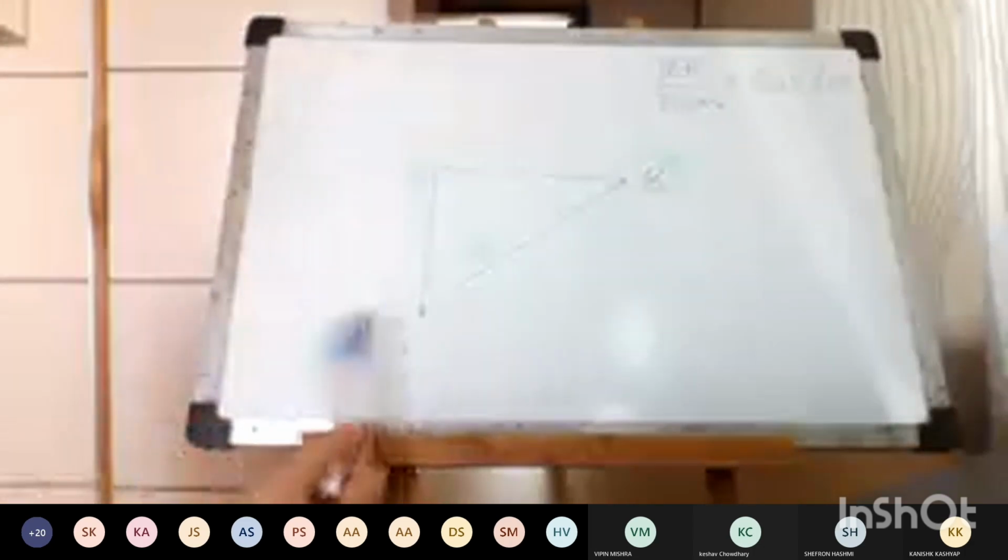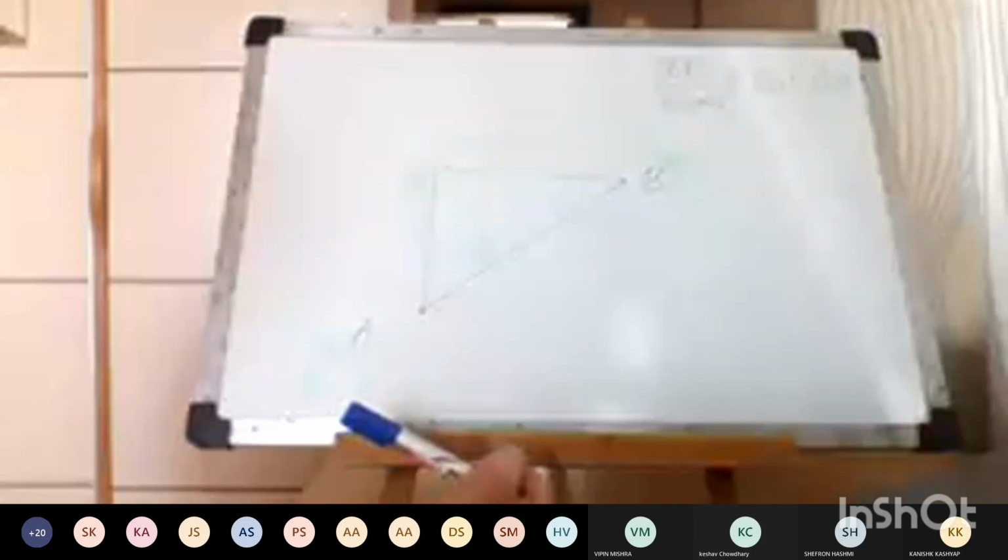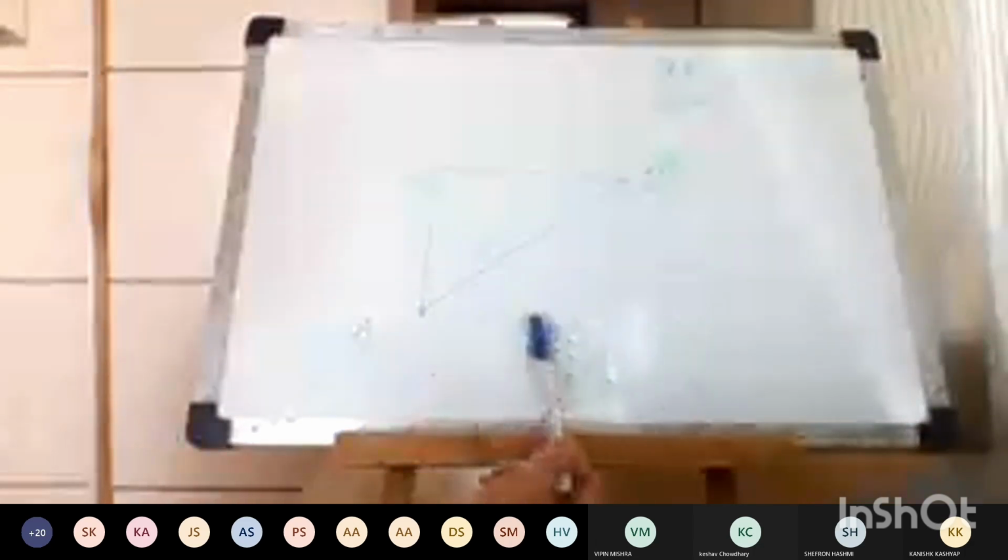A has got a latitude and a longitude. B has got a latitude and a longitude. Okay. If I subtract the longitudes of A and B, I get D long. But this D long is at the equator.